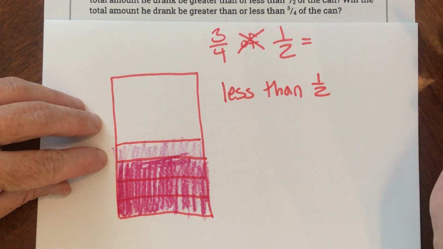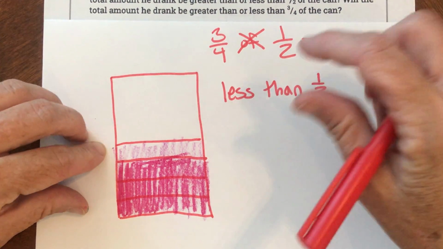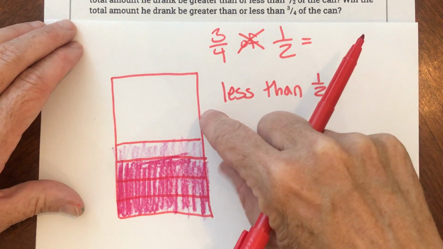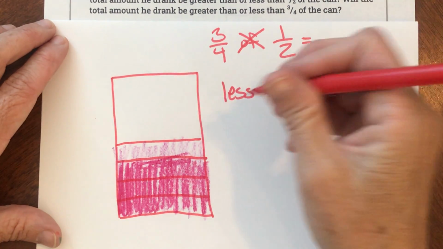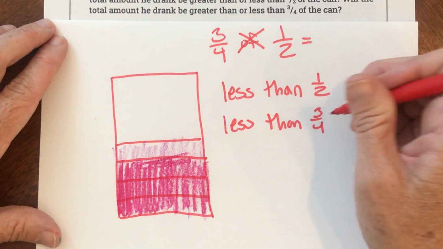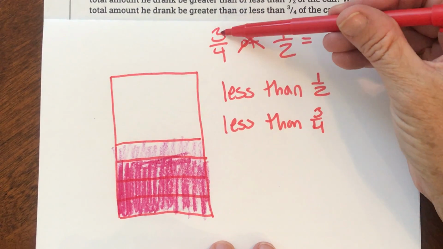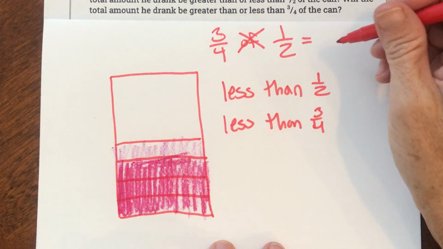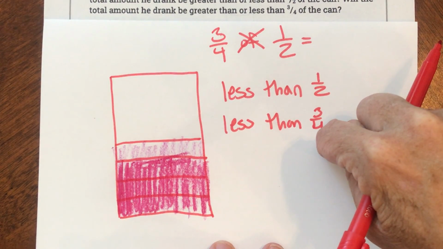And then it says, will the total amount he drank be greater than or less than 3/4? Well, 3/4 would be a lot more than this, because 3/4 would have been if we divided it into fourths. So he also drank less than 3/4. So look at both of our factors. Our factors that we multiplied were 3/4 times 1/2, but we don't know what our product is yet, but we know it's less than 1/2 and it's less than 3/4.